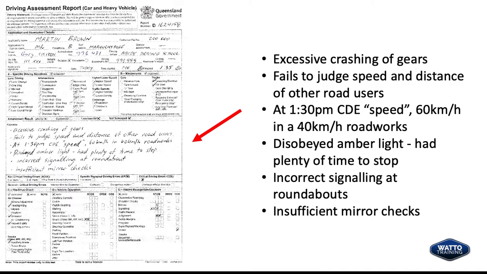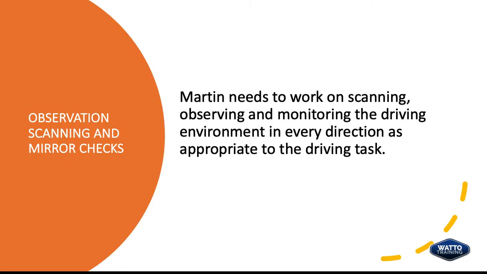On the left we can see the assessment report, and I've just pointed out the specific errors that he's made on the test. So first of all, excessive crashing of gears, fails to judge speed and distance of other road users at 1:35 p.m., CDE, critical driving error for speed, 60 kilometers per hour in a 40 kilometer per hour roadworks, disobeyed amber light, had plenty of time to stop, incorrect signaling at roundabout, and insufficient mirror checks.